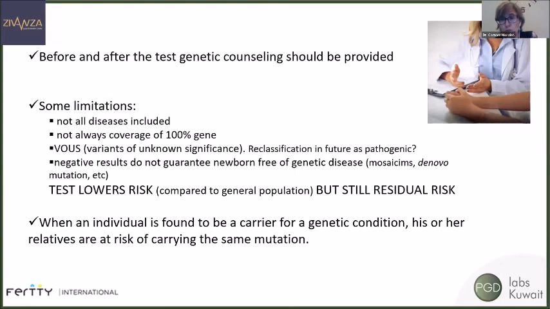Also, we need to counsel the couple that when an individual is found to be a carrier for a genetic condition, his or her relatives are also at risk of being carriers, and we always try to encourage this couple to inform the other family members, especially their siblings, who usually are also of reproductive age. And this is very important because genetic conditions are usually not affecting only an individual, but are affecting the whole family.